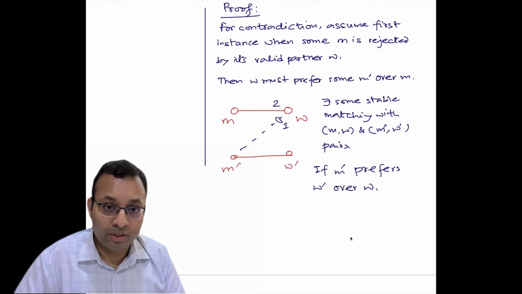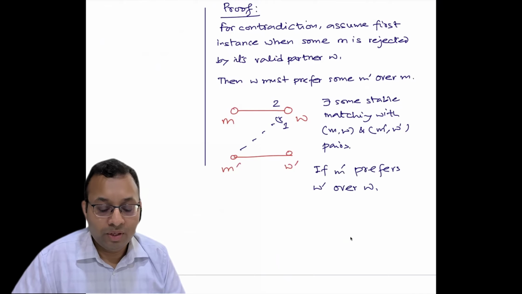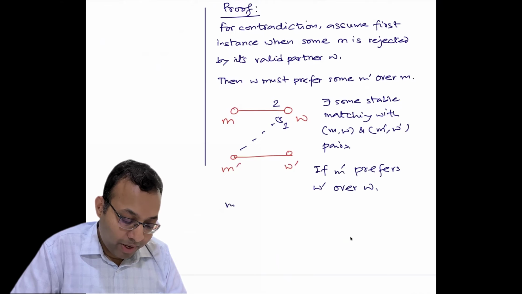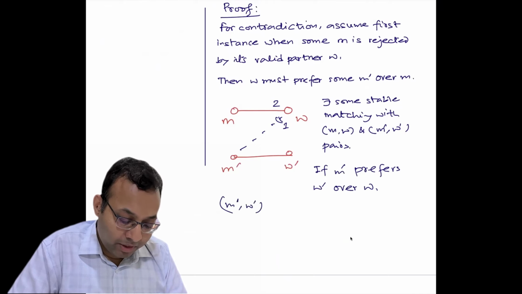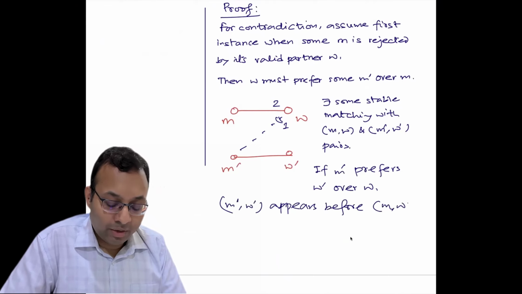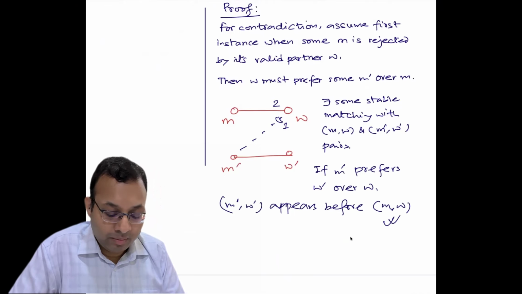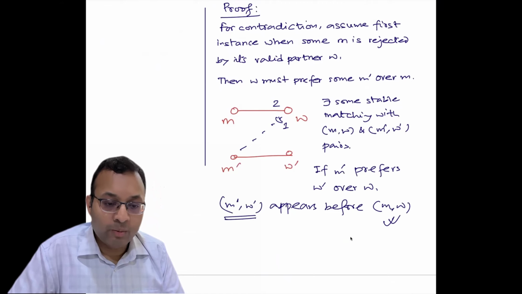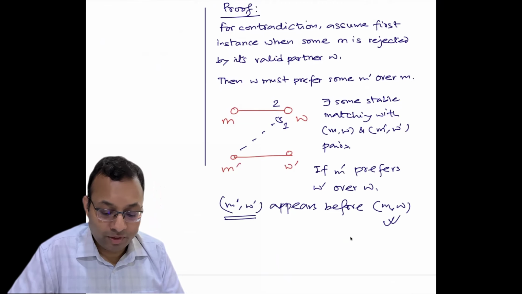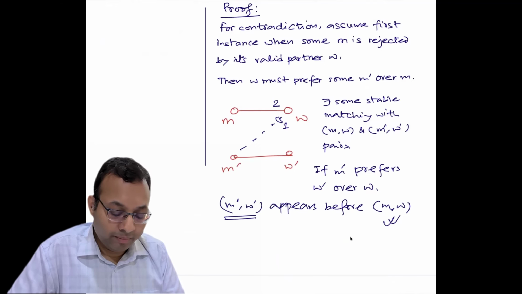That will lead to the first instance when a man, M prime, is rejected by its valid partner W prime. That's a contradiction, because we assumed the first time some man was rejected by its valid partner was by W. M prime W prime appears before M W in the iteration, and we are saying this is the first time a proposal was rejected by a valid partner. So if W prime was already preferred over W, there would be a rejection, which is not possible.